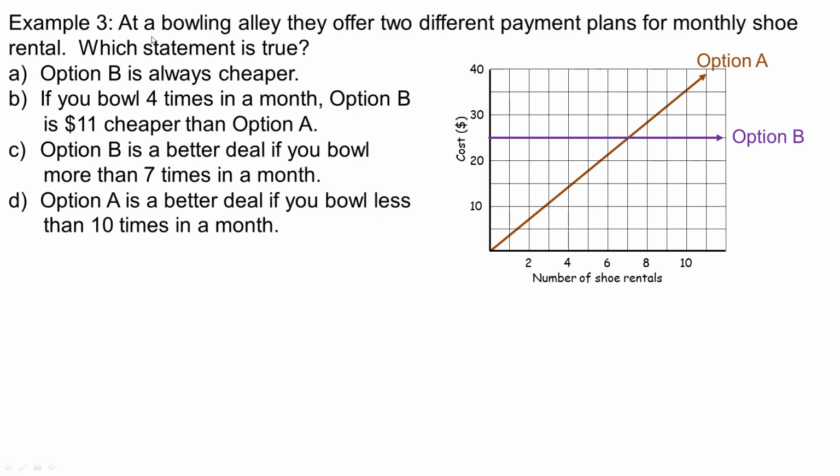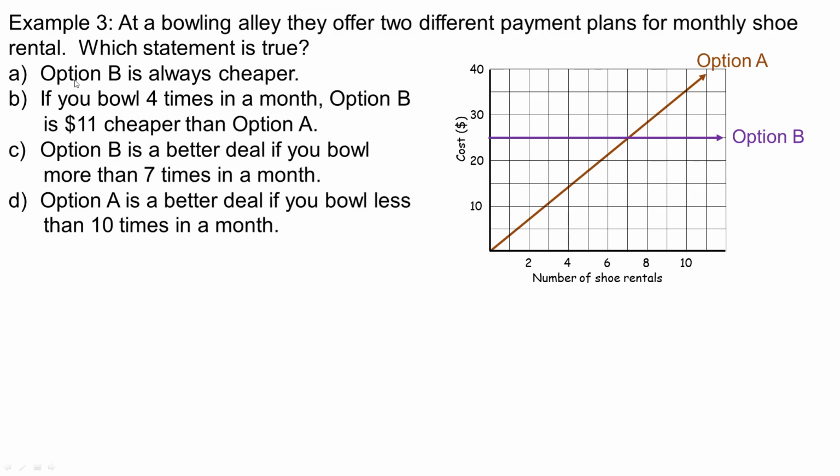This is multiple choice. Example 3, at a bowling alley, they offer 2 different payment plans for monthly shoe rental. Which statement is true? So this is one of the questions where we're going to solve this system graphically. There's 2 lines, and this point where they intersect right here is an important point. This is the number of shoe rentals, and this is the cost. So at that point right there, we can see at 7 shoe rentals, the cost is the same for the 2 of them. And that's quite important for a couple of these options here.